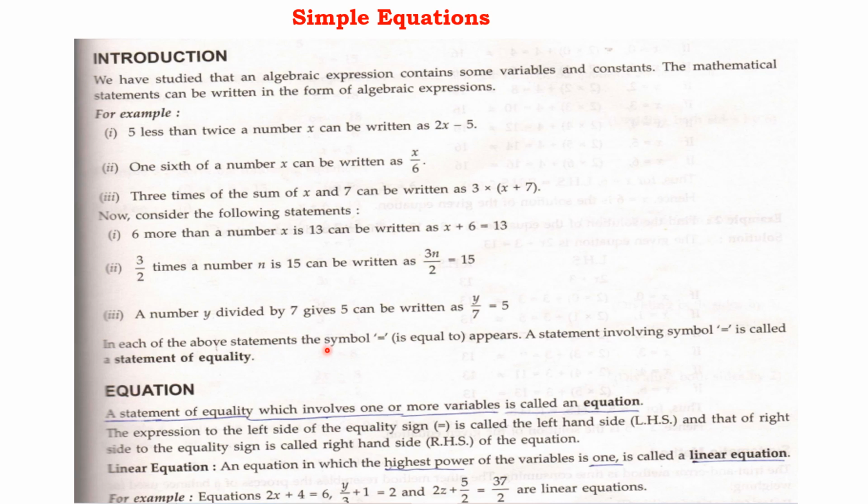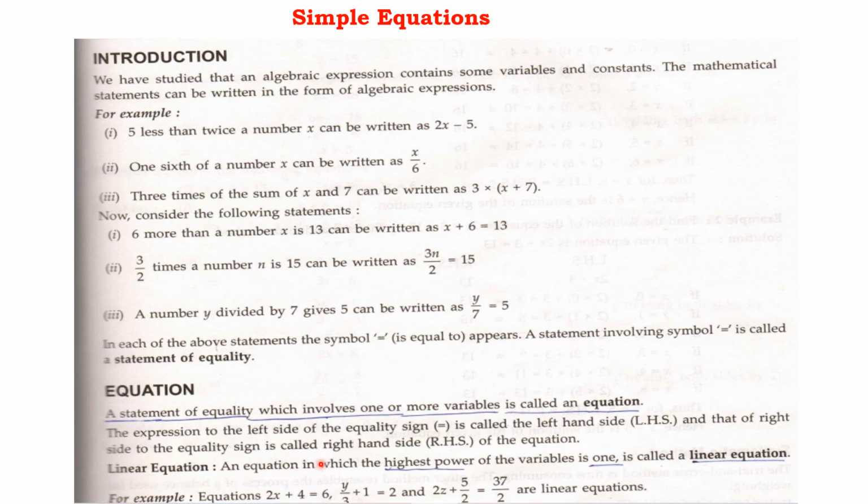In each of the above statements, the symbol equal to appears. A statement involving the equal to symbol is called a statement of equality. A statement of equality which involves one or more variables is called an equation. Now we have several kinds of equations, and they have two sides, left hand side and right hand side.